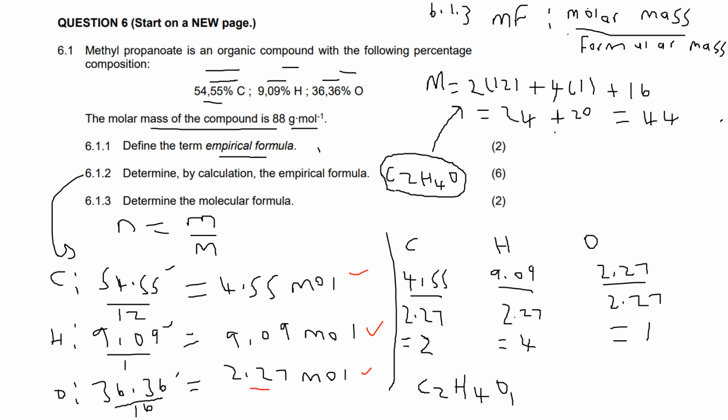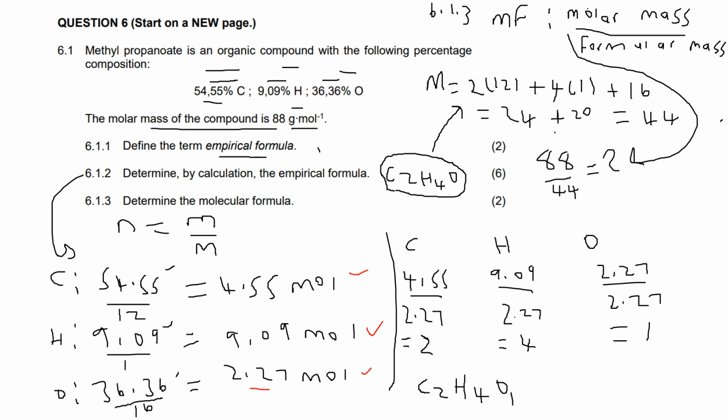Remember the formula was like this. So to find the answer now, we're given the molar mass, which is 88. So it will be 88 divided by the one that you just found of the empirical formula, which is 44. So 88 divided by 44 is 2. So the answer is 2.